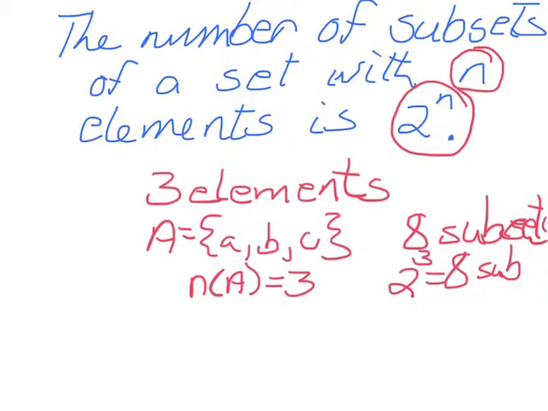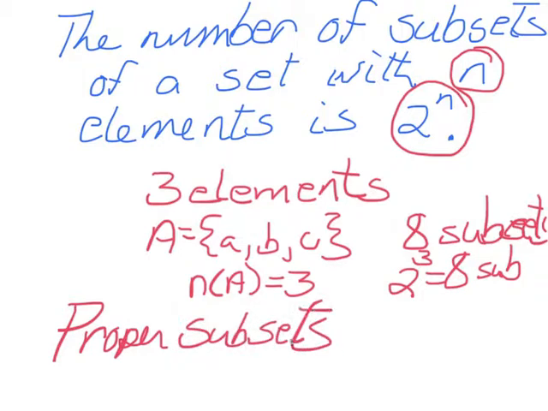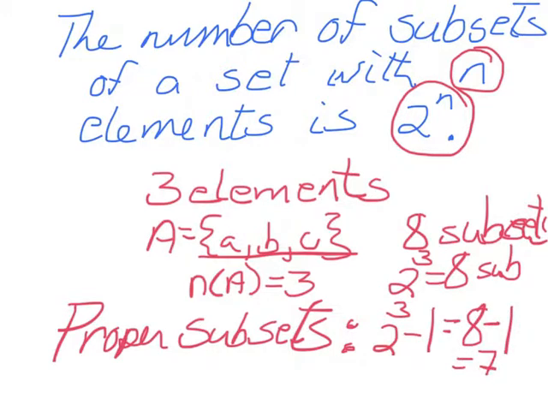So the question is, how many of those subsets are proper subsets? Well, it's an easy question. All you have to do is throw out the set of 3 elements, and then every other subset would be a proper subset. So the number of proper subsets would be 2 to the 3rd power minus 1, or 8 minus 1, which is 7. And that leads to another formula.